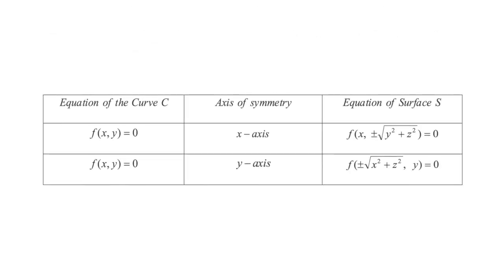Surfaces may also be produced by revolving curves around an axis of symmetry. The surface produced can be found by using the square root of the sum of the squares. For example, for a curve f of x, y equals 0 revolved around the x-axis, the surface would be f of x, plus or minus the square root of y squared plus z squared, equals 0.